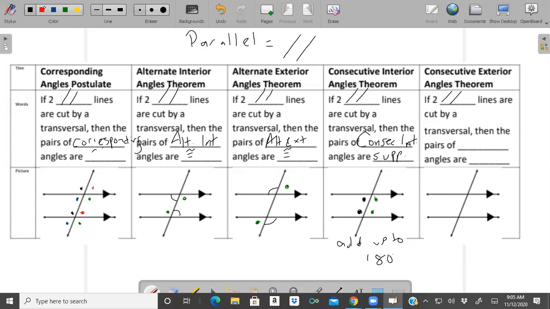Okay, and now on the last one, you can probably guess what's going to happen. This angle right here and this angle right here, those are consecutive exterior. Those are also going to add up to 180. So now this is saying the consecutive exterior angles are supplementary.